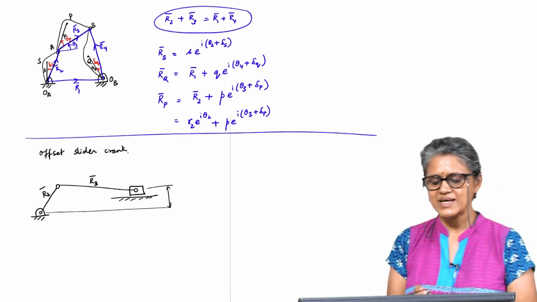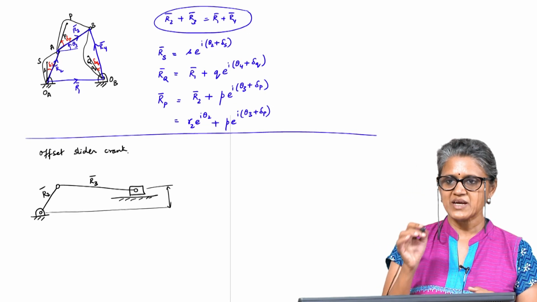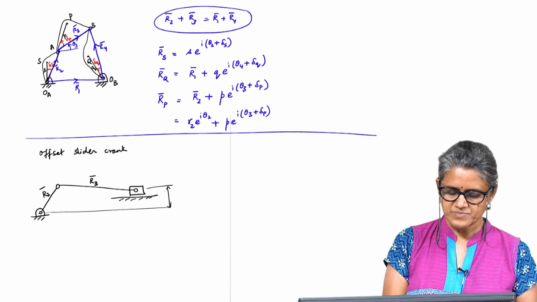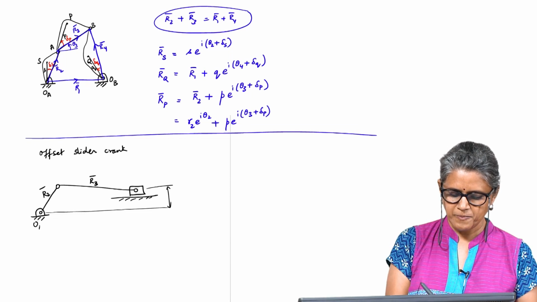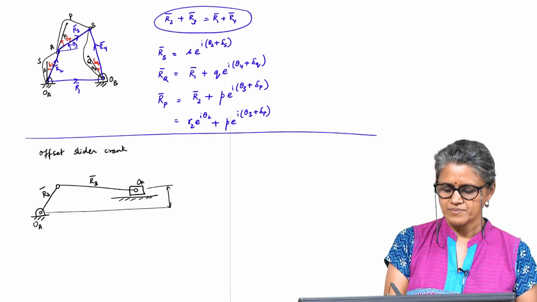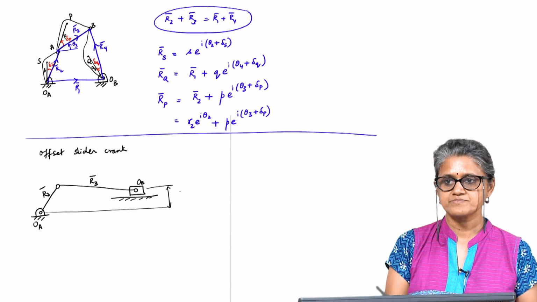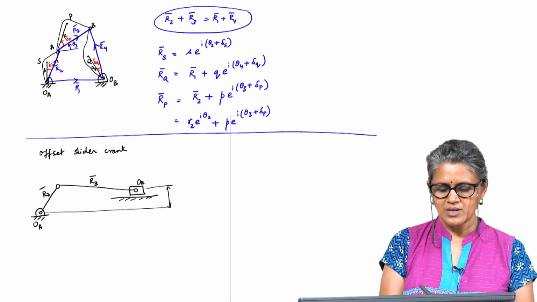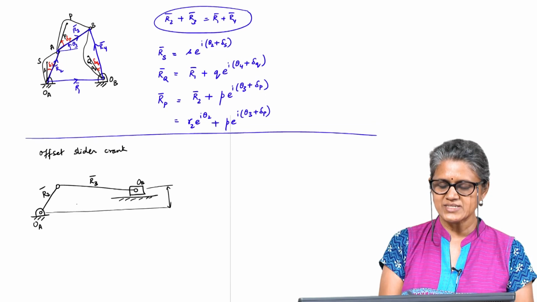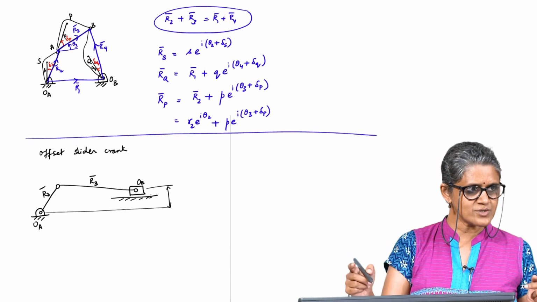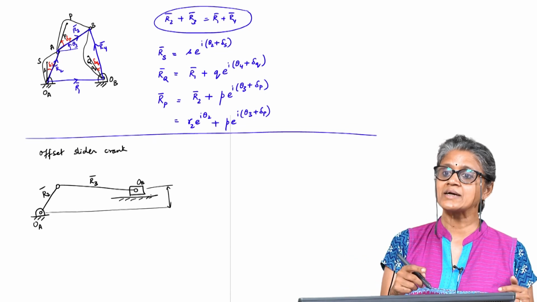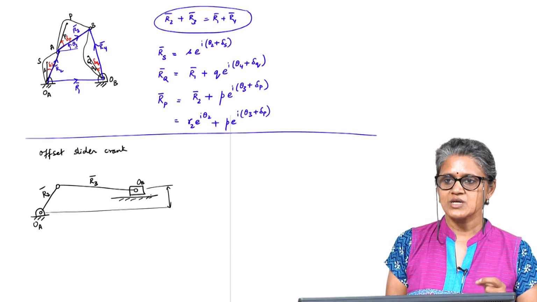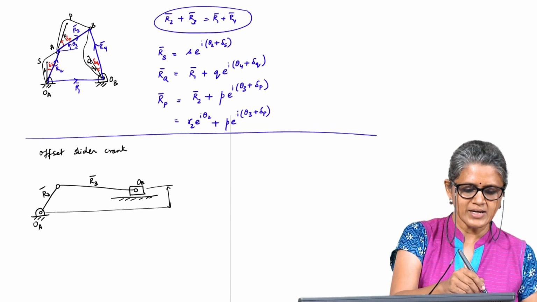What you do for the slider crank is you choose the vectors. You could choose R2, R3 and take R1 from this pivot to this pivot OB, but that is not very useful, because what happens to R if I take that as say R1, its magnitude is going to change, the angle is also going to change. So, they are coupled together. Okay. So, it will make my life a little harder.